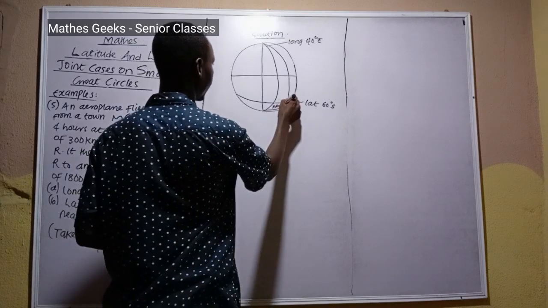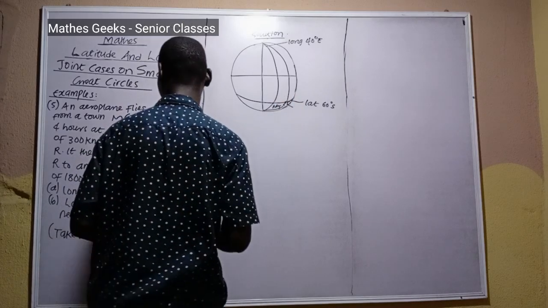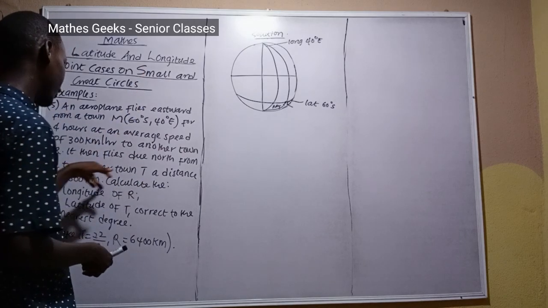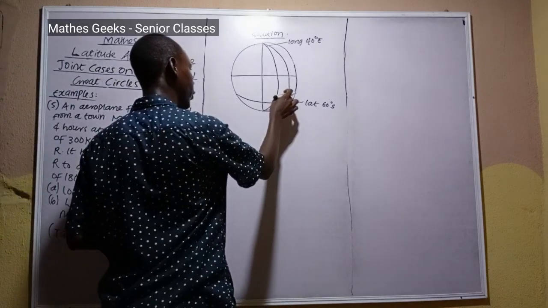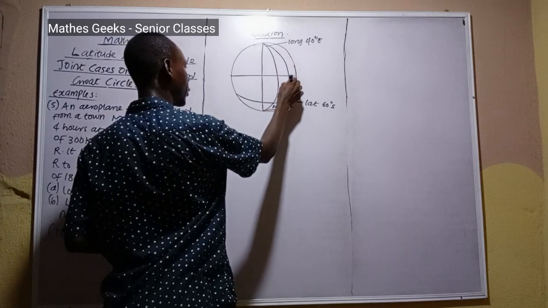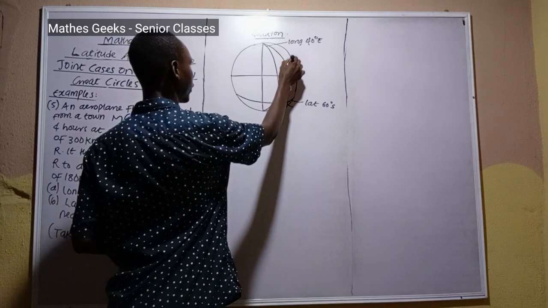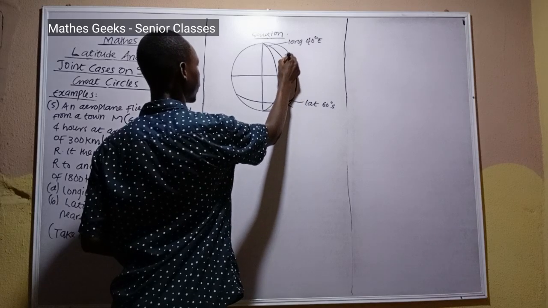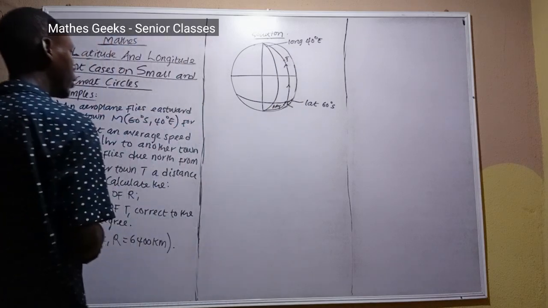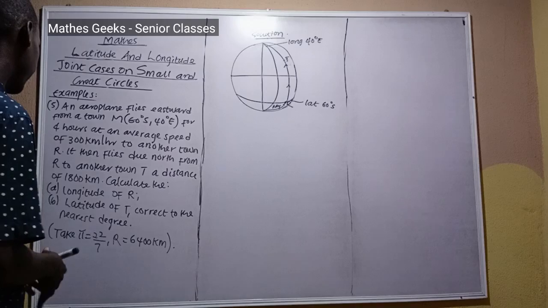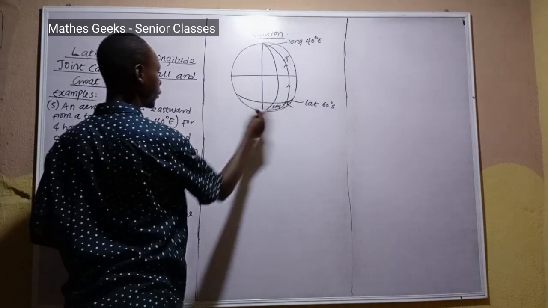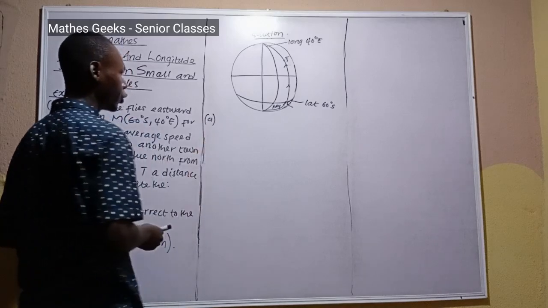Okay, so we have points M and R. Then the question says it flies due north from R to another town T, on this new line of longitude. So let's say this point is T, which is due north. So the question says, calculate A, the longitude of R.